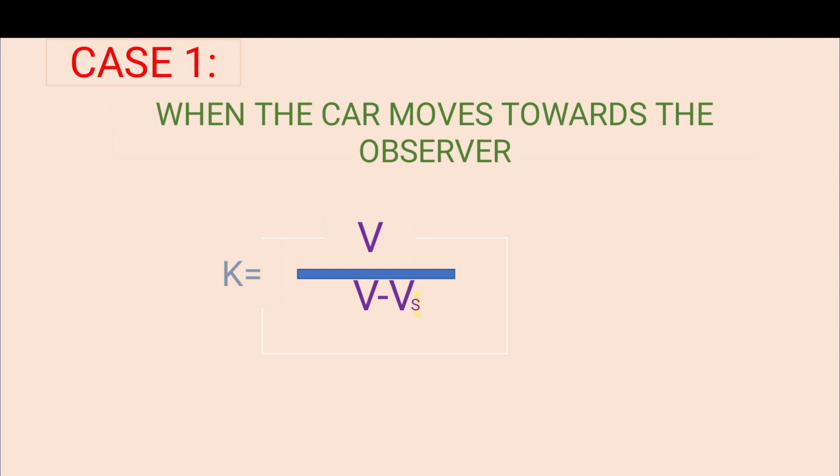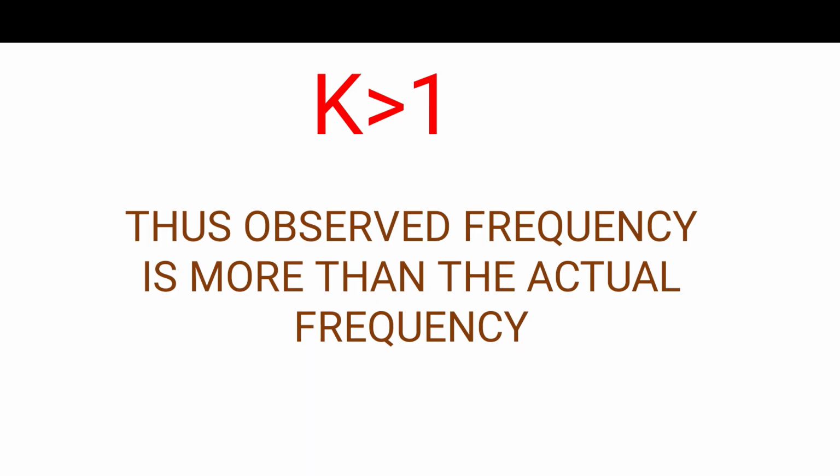Now looking at the equation with Vs having some value, it shall result the numerator to be greater than the denominator. So the constant k is more than 1, and thus the observed frequency shall be more than the actual frequency.